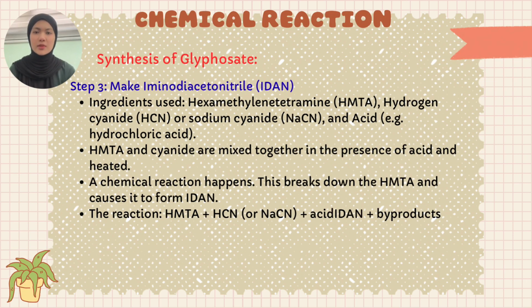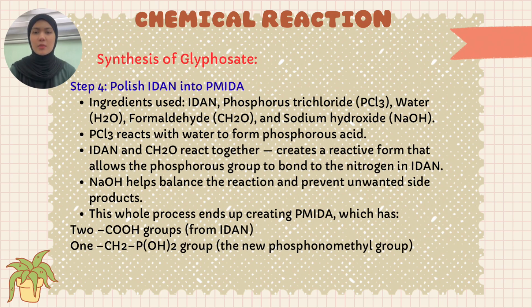Step number 3 in the synthesis of glyphosate is to make iminodiacetonitrile. In this step, hexamethylenetetramine and cyanide are mixed together in the presence of acid and heat. This causes a chemical reaction that breaks down the hexamethylenetetramine and causes it to form iminodiacetonitrile. Step number 4 is to turn iminodiacetonitrile into PMIDA.